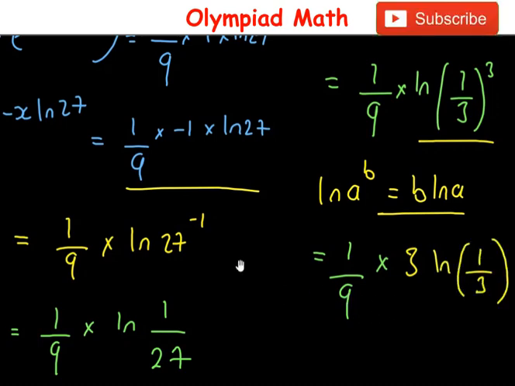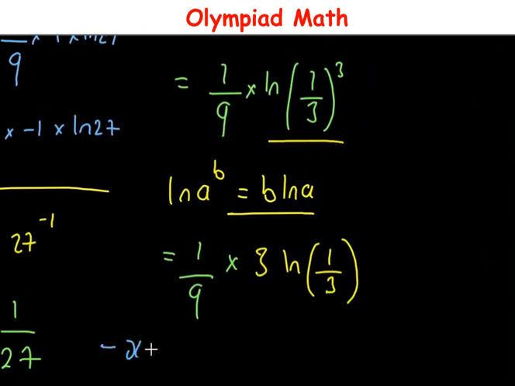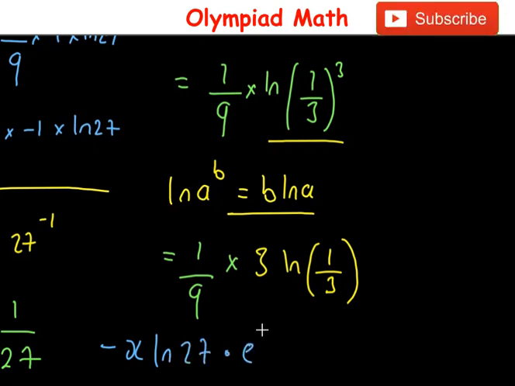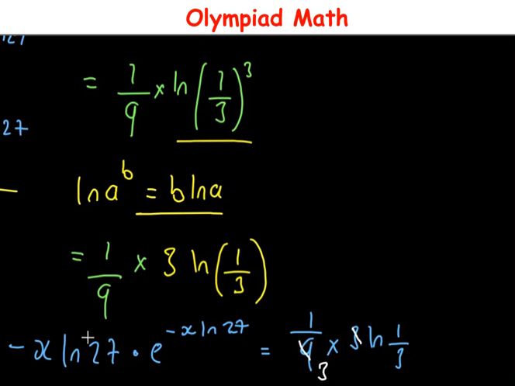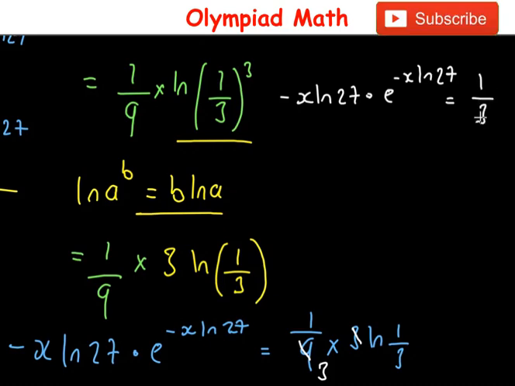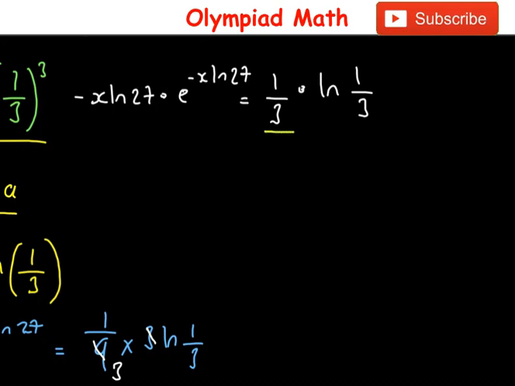But recall that this is equal to the left-hand side, minus x ln 27 times e raised to power minus x ln 27. So what we have is minus x times ln 27 times e raised to power minus x ln 27. The left-hand side equals the right-hand side, 1 over 9 times 3 times ln 1 over 3. Next, 3 will divide 9, we have 3, and this is then equal to minus x ln 27 times e raised to power minus x ln 27, and this equals 1 over 3 multiplied by ln 1 over 3. At this junction, we are then going to apply the Lambert W function to both sides of the equation.